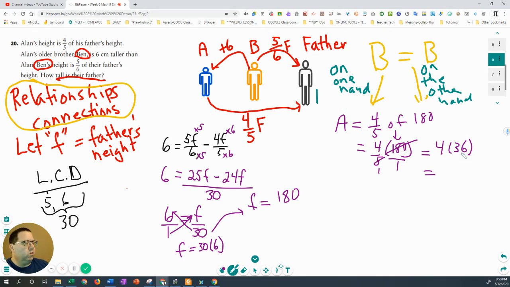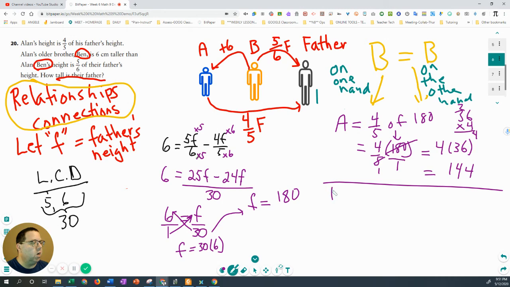4 times 30 is 120, and 6 times 4 is 24. 154? Yeah, that looks right. 4 times 3 is 120. No, it doesn't look right. Hang on a second here. 24 times 2... whoops, 144. There you go. That time I caught my own mistake. 144. Yeah, 120 plus 24, 144. So that's Alan.